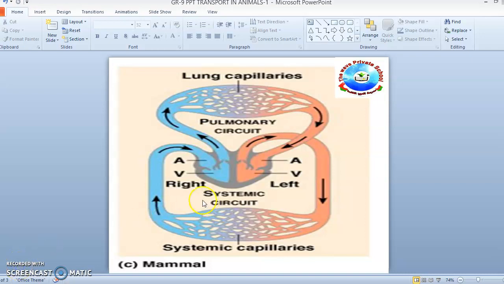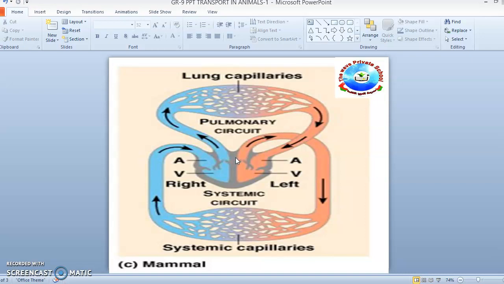This network of tubes called vessels is the transportation system. Now look at this picture. This is the structure of the heart. This is the left side. V means ventricle, A means atrium. And this side is the right side of our heart, with the right ventricle and right atrium. So how is the blood going? This is the example of the double circulatory system. In all mammals we can see the double circulatory system. The second one, the single circulatory system, we can see in fish.